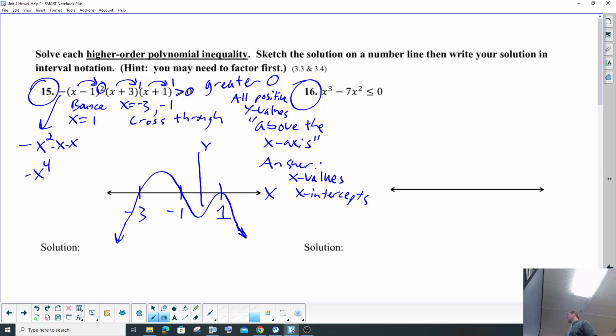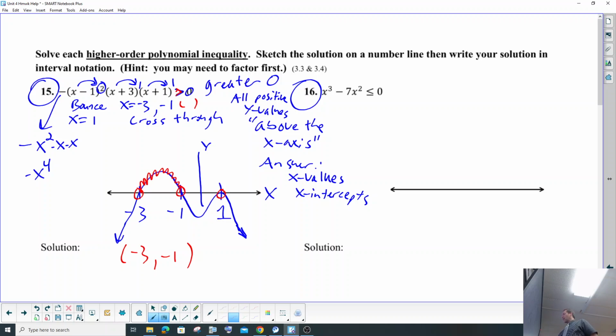So let's see here, above the x-axis, so that's going to be here. That's above the x-axis. And it's greater than, there's no equal to, so just parentheses. So we're just going to go from negative 3 to negative 1. And we can't include the 1 there. So we can't include the 1. And so because we can't include the 1, we're done.